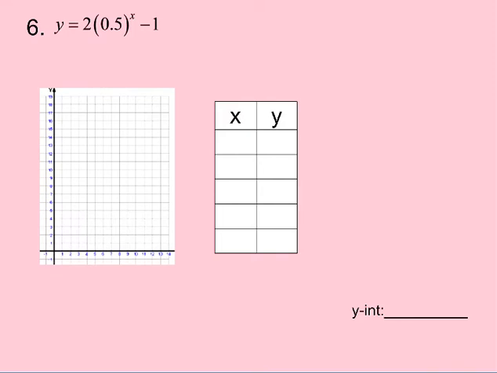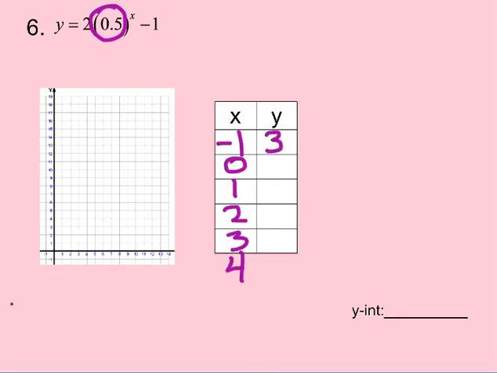Now, let's take a look at number 6 here, and then we'll be done with this part of the video, okay? So for number 6, since this is 0.5 and it's between 0 and 1, I'm going to use negative 1 here, and then 0, 1, 2, 3, and 4. Okay, so then what I want to do is plug in my values. Well, 0.5 to the negative 1 power, that's the same as 2. 2 times 2 is 4, minus 1 is 3.